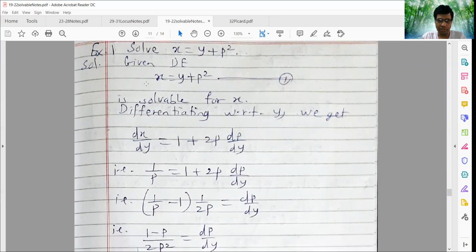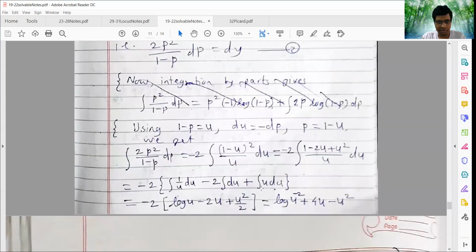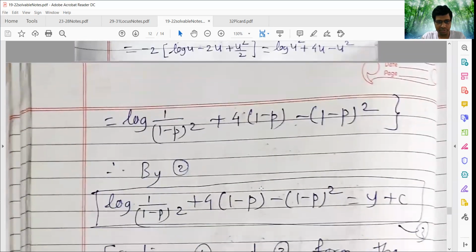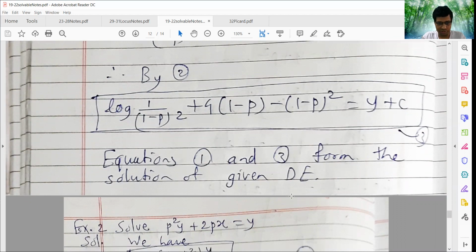So here we differentiate this with respect to y. Left hand side is 1 upon p. Right hand side is differentiated using the chain rule. And then we solve this and we get a relation between p, y, and there is an arbitrary constant. Okay, so this equation and the original given differential equation form the solution.